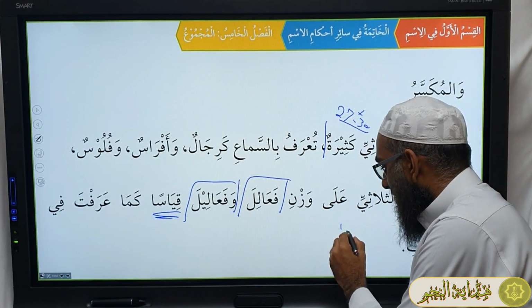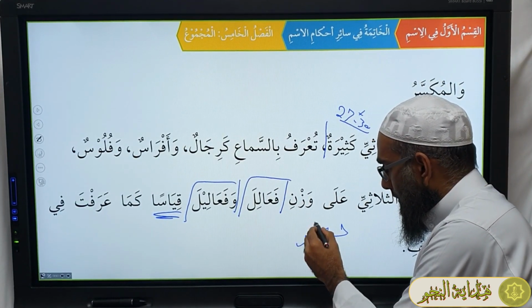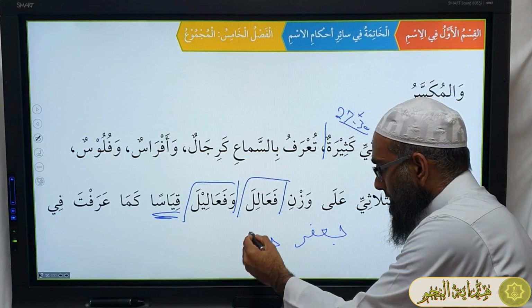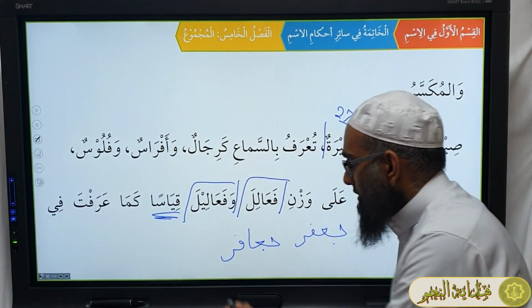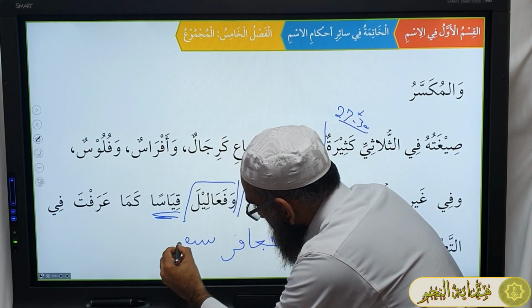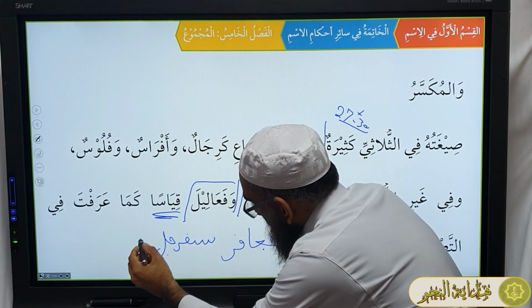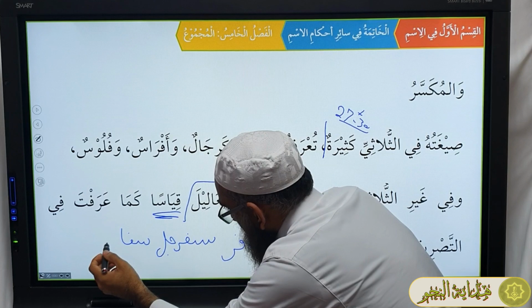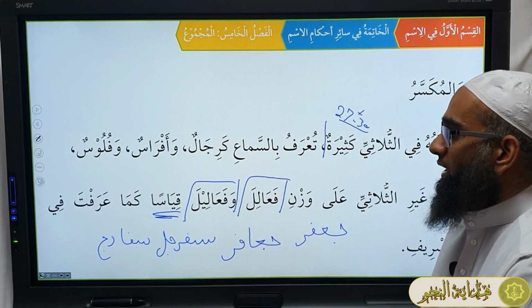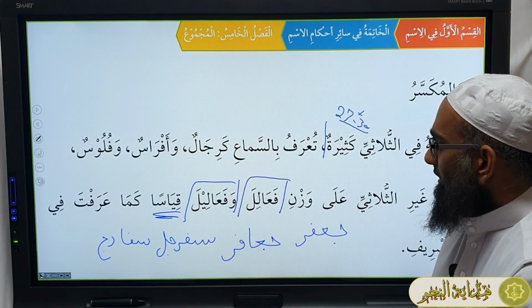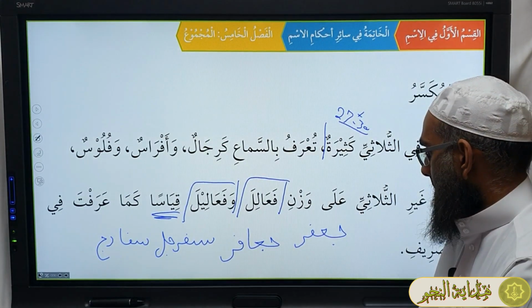So for example, if you have Ja'far, what would the plural be? Ja'afir. Okay. Safarjal, the type of fruit. The plural would be what? Safarij. You drop the extra lam again, fa'alil. And that's how it works. Okay?